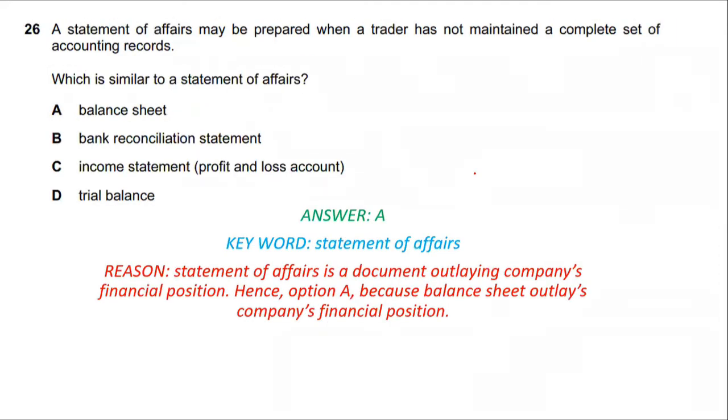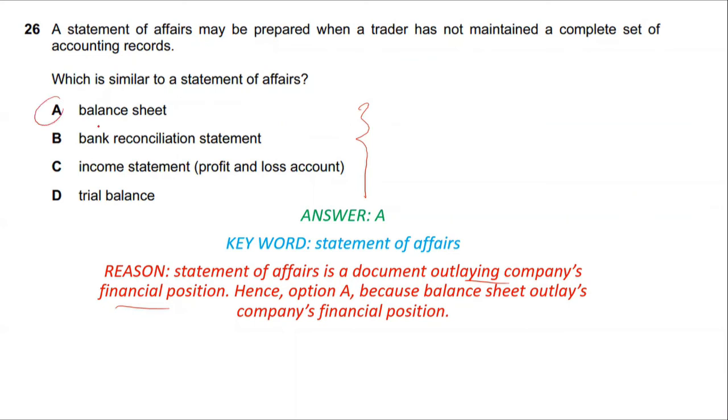Multiple choice 26. A statement of affairs may be prepared when a trader has not maintained a complete set of accounting records. So we need to see what a statement of affairs is. A statement of affairs is a document outlining a company's financial position. So you need to search for a similar option. Which type of statement would be equivalent to a statement of affairs? The answer to this question would be option A.